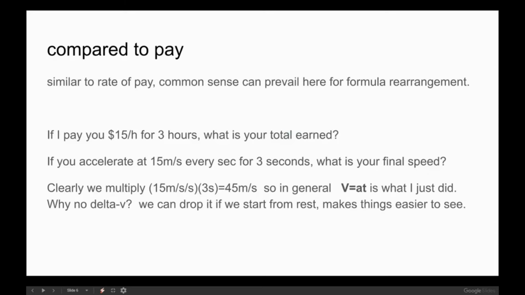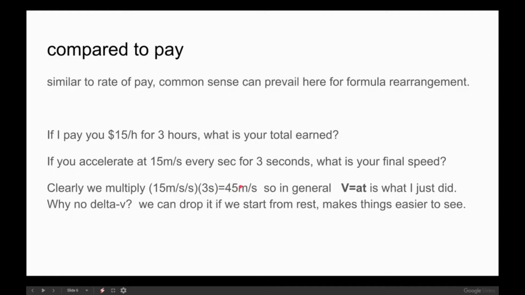Let's use common sense to rearrange some of these formulas. If I pay you $15 an hour for 3 hours, what is your total you've earned? $45, right? If your car accelerates at 15 meters per second, every single second, for 3 seconds, what is your final speed? I think you go, oh, I get it. It's picking up speed at 15 meters a second, every second, for 3 seconds. I multiply.